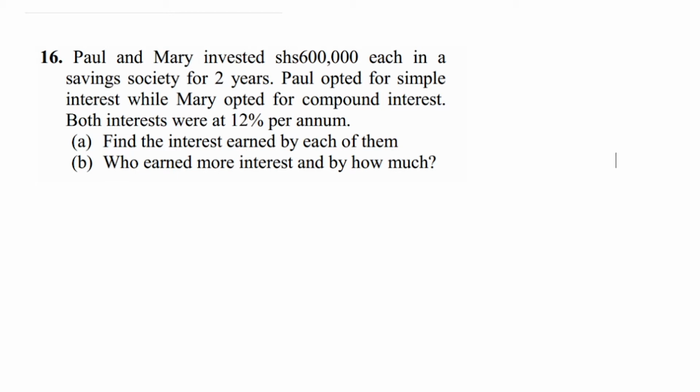Paul and Mary. Here it says that Paul and Mary invested 600,000 each in a savings society for 2 years. Paul opted for simple interest while Mary opted for compound interest. Both interests were at 12% per annum. Find the interest earned by each one of them. So that's the first thing. We are going to find the interest earned by Paul and the interest earned by Mary.